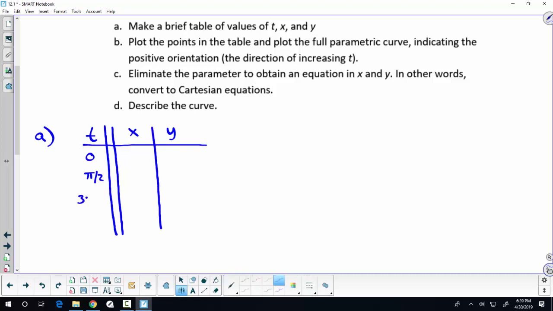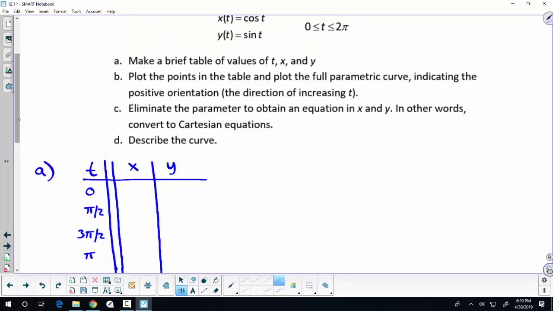3 pi over 2, pi and 2 pi. So we're going to plug those values of t in for x and y. So x is the cosine of 0, which is 1. y is the sine of 0, which is 0. So the point we get when t equals 0 is (1, 0).